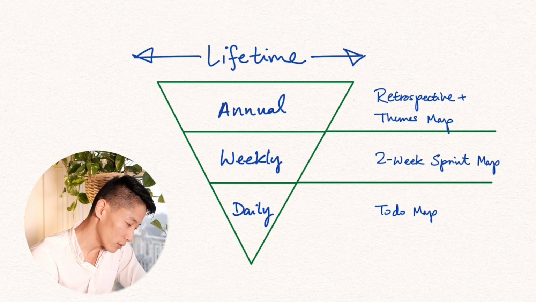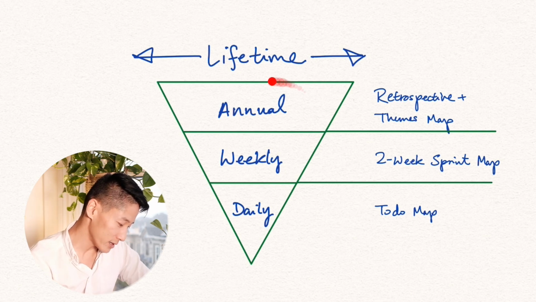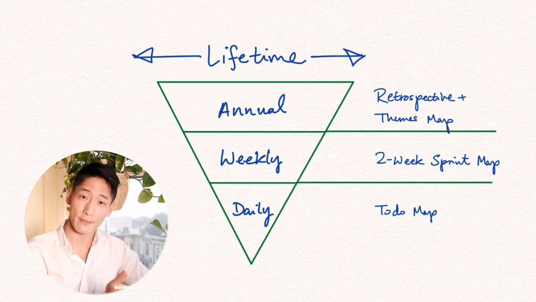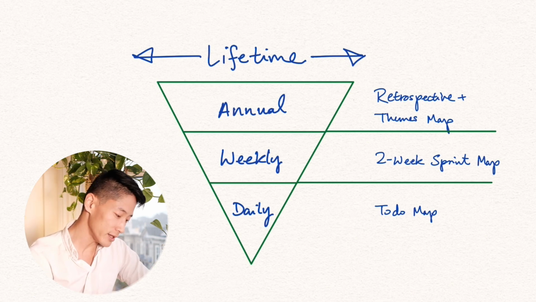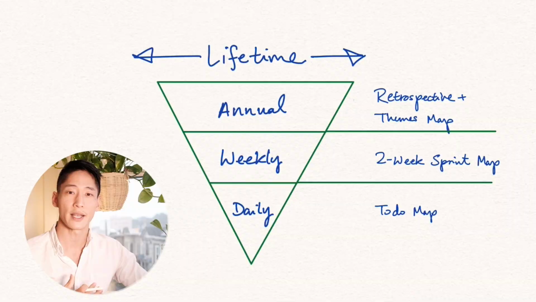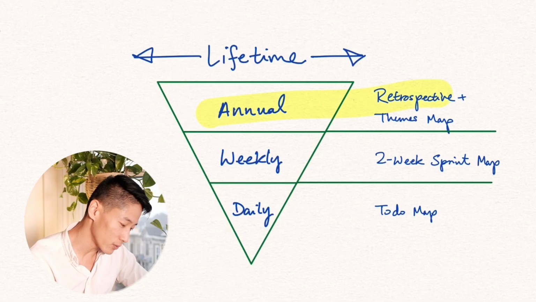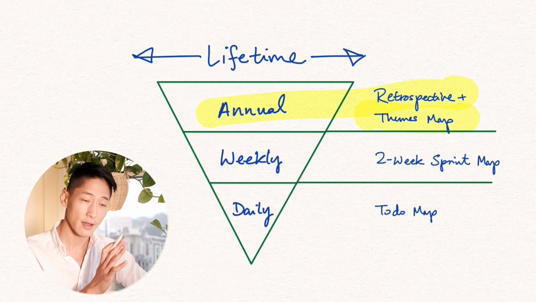The way that I look at life design is through the lens of not only the annual, but also the weekly and the daily. And this diagram summarizes this quite well. The top level, we've got lifetime, followed by annual, which is made up of the weeks, then made up of the days, right? And within each of these levels, we have different tools that help us organize our thoughts around which direction that we want to push in life, but also break them down into 2-week sprints and actionable to-do lists or mind maps. In this video, we're mainly focused on the annual level, which includes a retrospective and themes map.